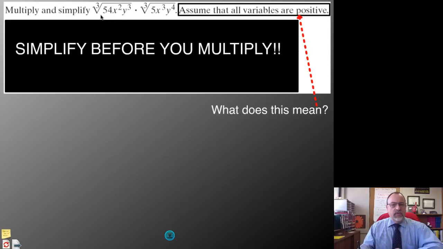So we're asked to multiply this cube root here and this cube root, and notice that it says assume that all the variables are positive. What does that mean? Why would they put those instructions there? What are they trying to tell me?